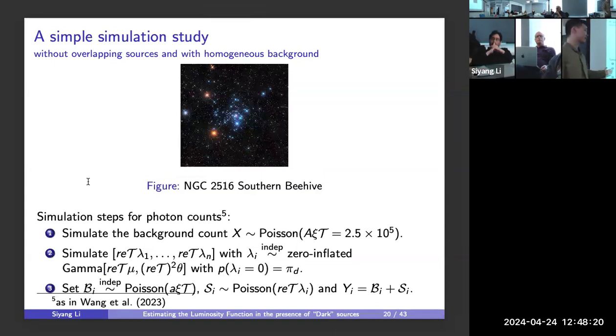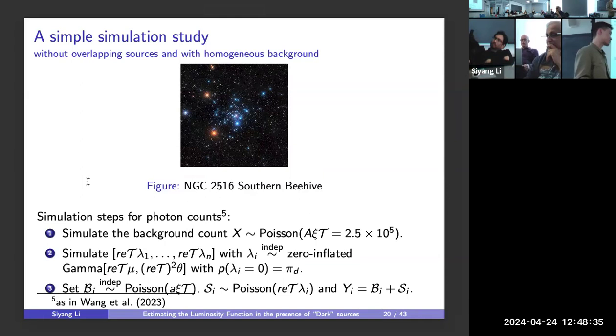I follow these steps to simulate the data. We first simulate some pure background counts, then simulate the population of source intensity parameters, and then use these simulated source intensity parameters to simulate the source counts, and also use the background intensity to simulate the background, and then add them together. That gives the source counts in each source region.